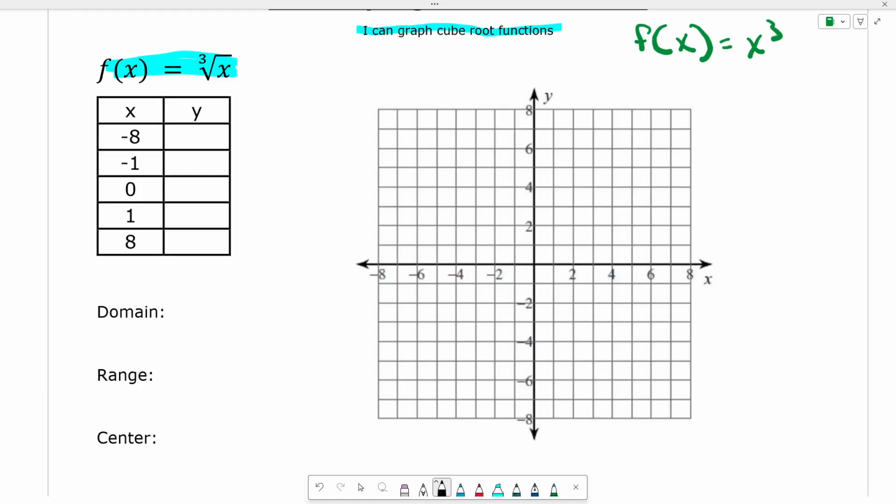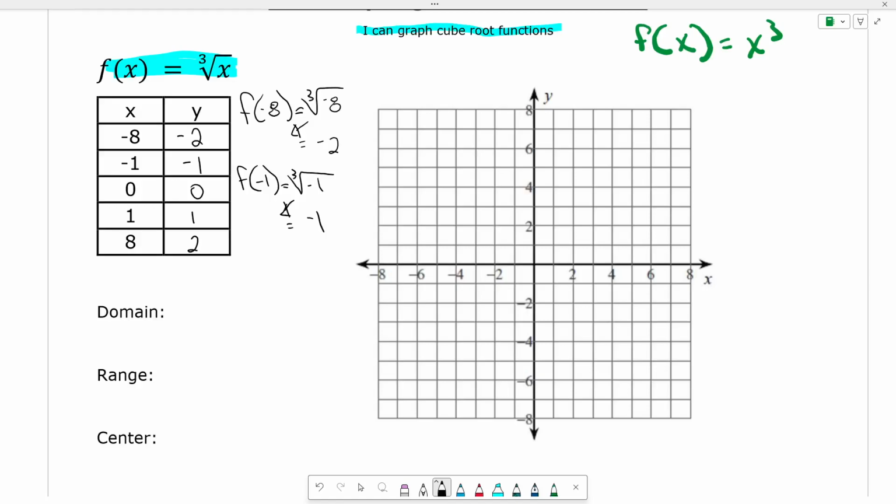We start off real similar to what we did with our previous ones, where we have our table right here. I go in, I simplify my functions. I have f of negative 8 is equal to the cube root of negative 8. The cube root of negative 8 is negative 2. I do the same thing with negative 1. I plug it in. The cube root of negative 1 is negative 1. Cube root of 0 is going to be 0, and this would be 1 and 2 respectively.